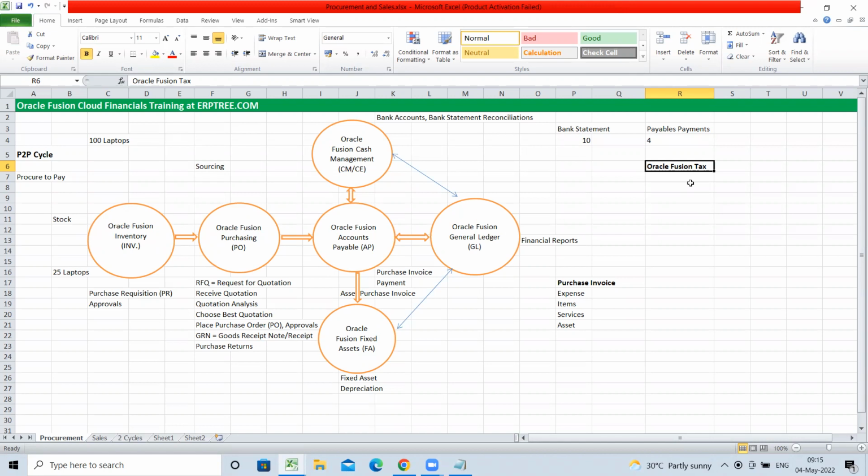We'll anyway work on the Oracle Fusion Tax application. We will configure how the system will trigger the tax calculations whenever you create a transaction as per your tax setups. We'll go through that process also.